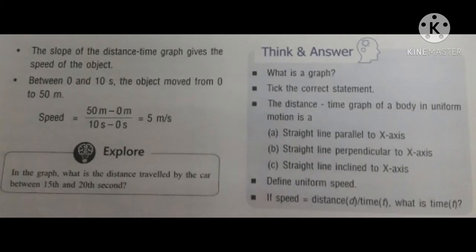The slope of the distance-time graph gives the speed of the object. Between 0 and 10 seconds, the object moved from 0 to 50 meters. Now speed is equal to 50 minus 0, that means 50 meters distance, over 10 minus 0, that means 10 seconds time. So speed is 5 meters per second.